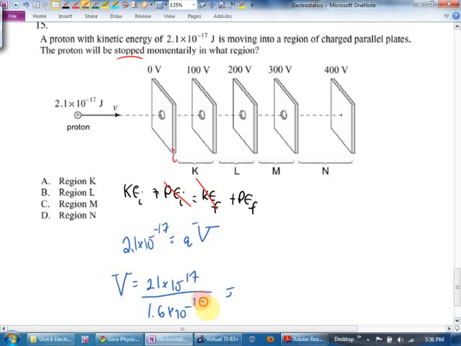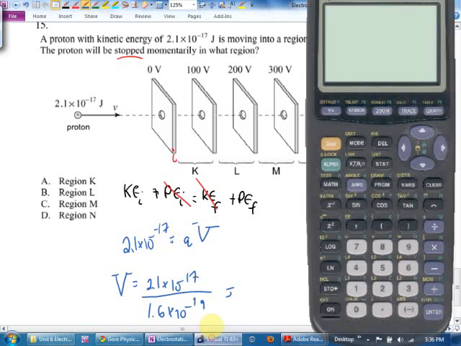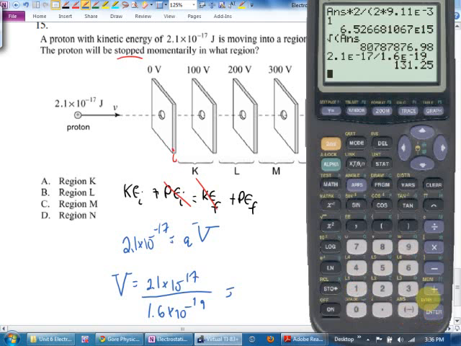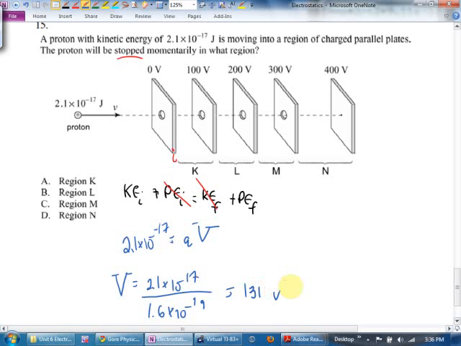Okay. Now I'm kind of curious. Just the negative, Mr. Dueck? 2.1 times 10 to the negative 17, let's get this right, divided by... So you got me doing now, Greg? I get it's going to turn around and run out of steam at 131 volts. Which area is that? Region L. So a nice kind of outside of the box question.